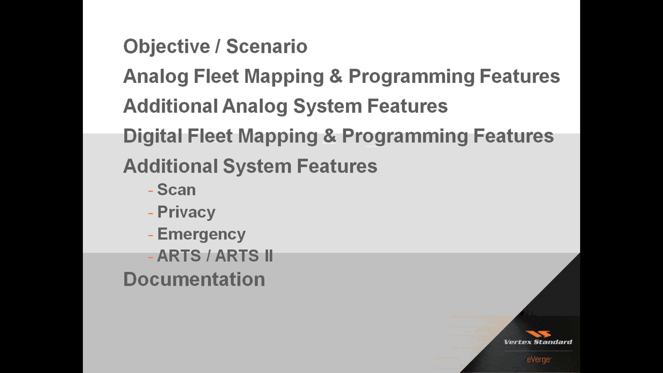In this presentation, we're going to set a scenario and add an objective. With that objective in mind, we're going to first fleet map the analog operations and program it to the radio, and after that, add additional features. Then we're going to take the same scenario and fleet map it for digital operation and program it. After having the radio programmed, we'll go over additional systems like scan, privacy, emergency, ARTS2, and lastly, documentation.